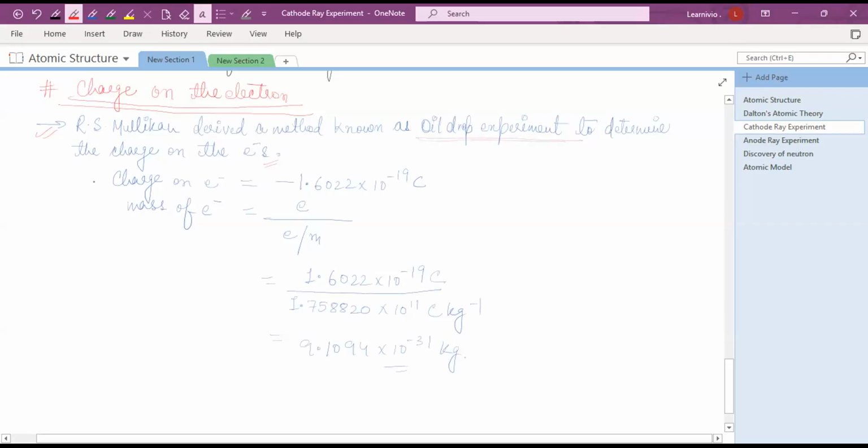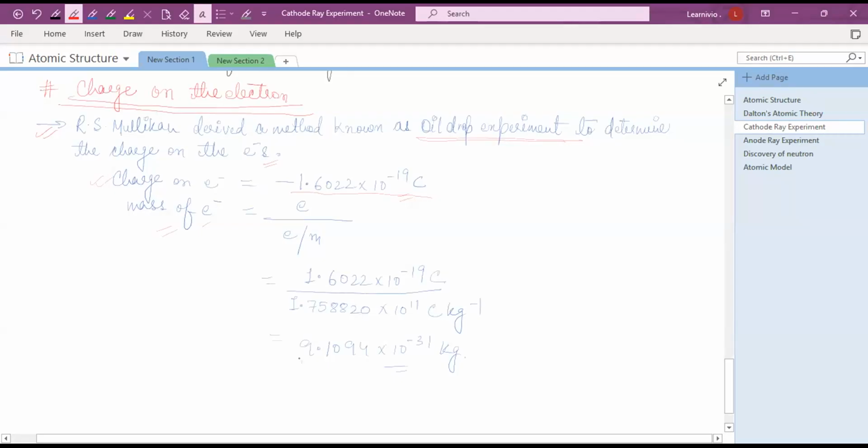By this experiment, he calculated the charge on the electron, which comes to be minus 1.6022 into 10 to the power minus 19 coulomb, right? And the e upon m ratio means the magnitude of charge on the electron divided by the mass. So 1.6022 into 10 power minus 19 coulomb divided by the mass. This is the charge to mass ratio, right? Because mass is always positive, that's why we are not taking the negative charge over here, right?